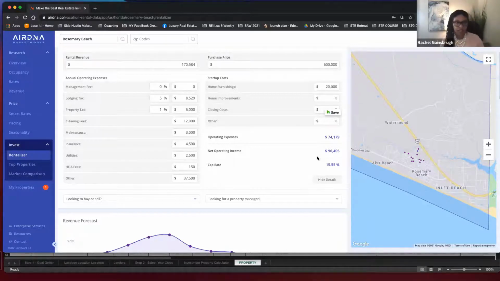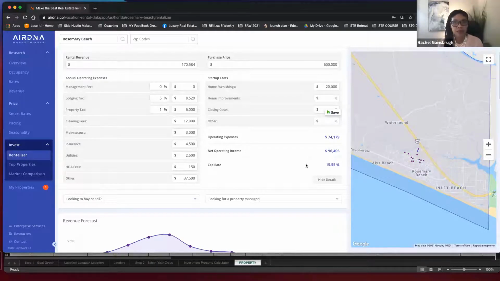So to get cash on cash, I do my net operating income over my total cash invested. So net operating is 96,405 divided by 90. I think I'm missing one of my numbers, guys. I'm sorry. But yeah, when I calculated, it was about 15%.